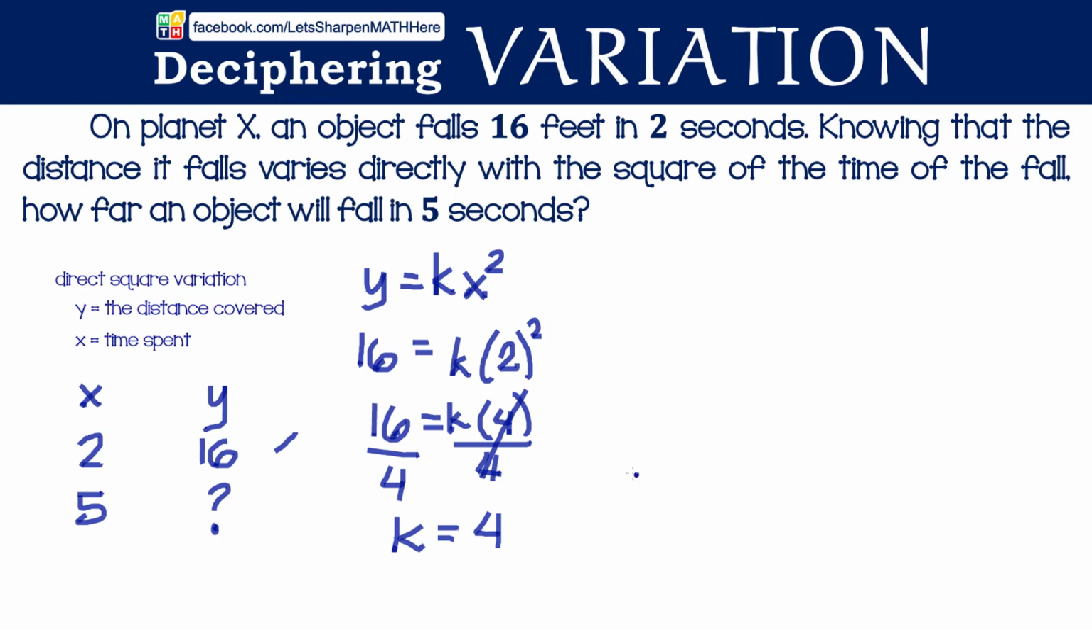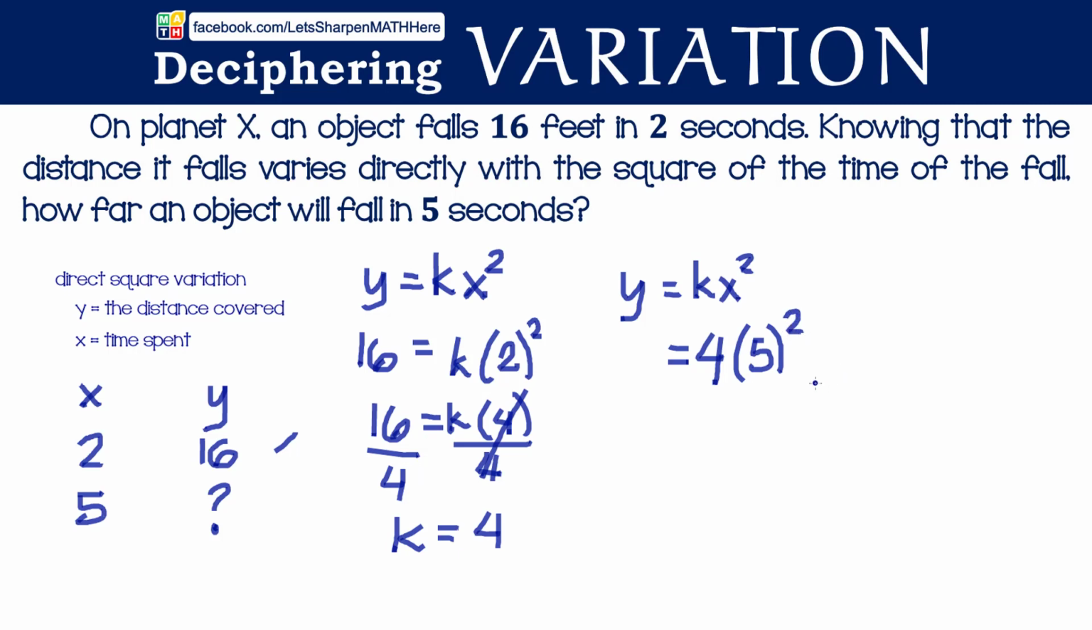This value will then be used to solve for the unknown using the same equation. The common mistake for some is leaving out the exponent here, but since it's the same problem and we will be using the same value of k, take note that it should be the same equation. So we'll be looking for y, and let's substitute. k is 4 times x squared. Our x is 5, and you take the square of it.